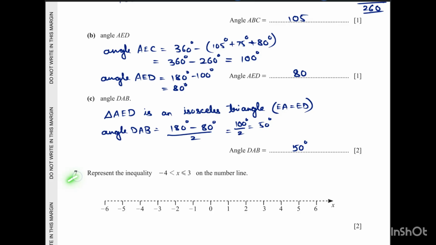Question 7. Represent the inequality minus 4 less than x less than or equal to 3 on the number line. When representing the inequality, you need to take two small circles, one at minus 4 and one at 3. The circle at 3 needs to be shaded because less than or equal to is given. Then connect these two circles using a straight line.